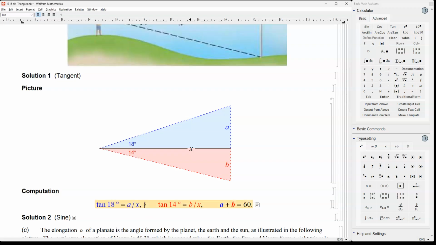So tangent of 18 degrees is a over x, tangent of 14 degrees is b over x, and a plus b add up to 60 feet. So how do you find x here? Well, this is a system of nonlinear equations. We'll have to solve for variables, plug in, and use the method of substitution.